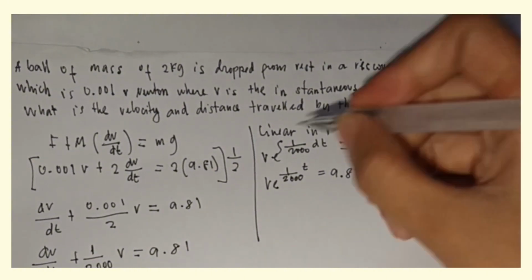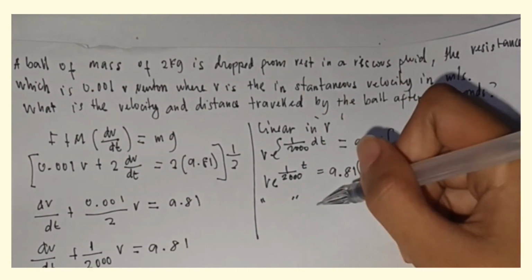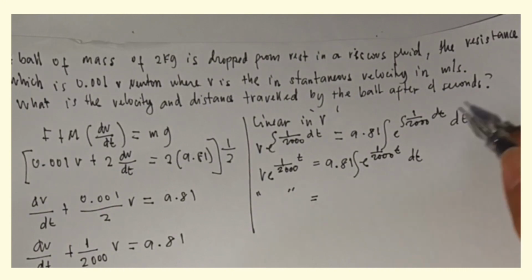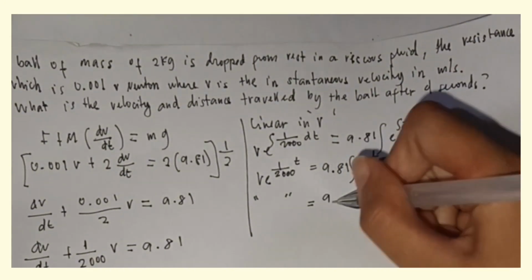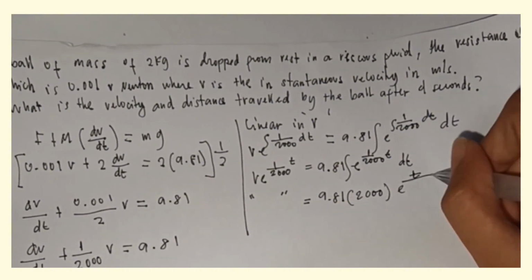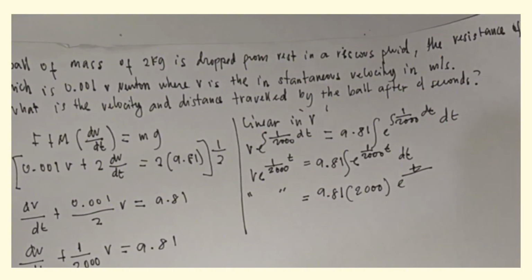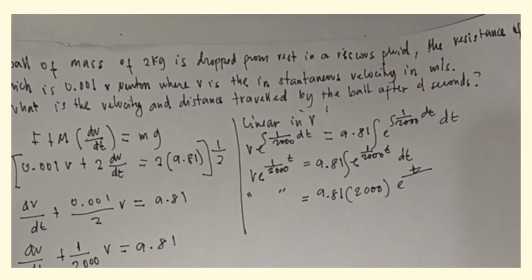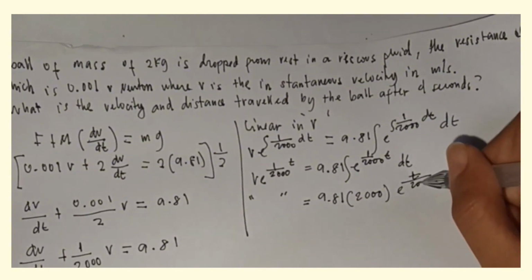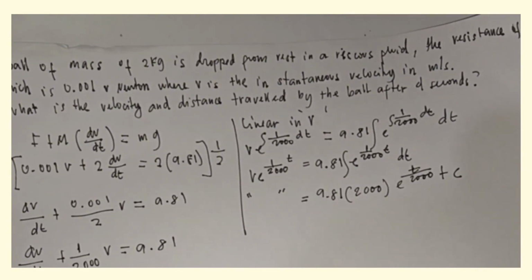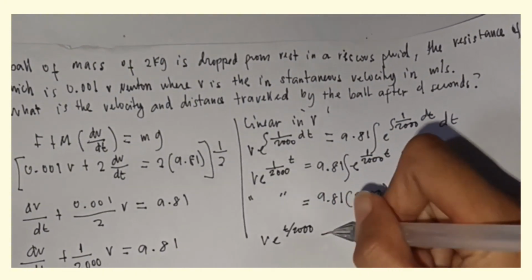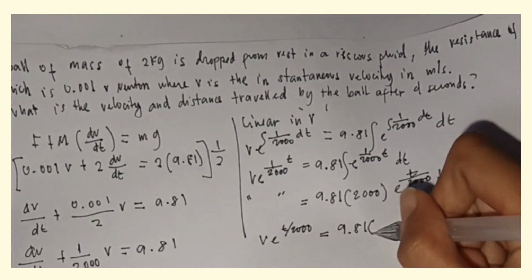If we integrate this, we will have a correction factor of 2,000, the reciprocal of 1 over 2,000. So 9.81 times 2,000, and we copy the same e raised to t over 2,000 plus c. So we need to evaluate that. That is V e raised to t over 2,000 is equal to 9.81 times 2,000.